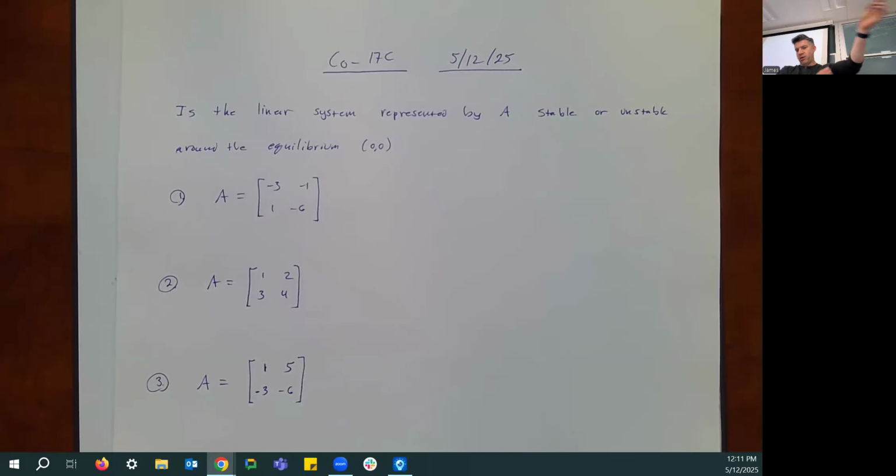All right, let's get started. Here's some matrices. They're representing linear systems of differential equations. Often you'll just be given a matrix and it'll be like, do a thing with it. So the thing we want to look for here is just, is the system stable or unstable?